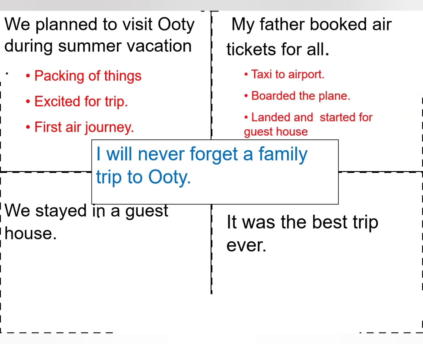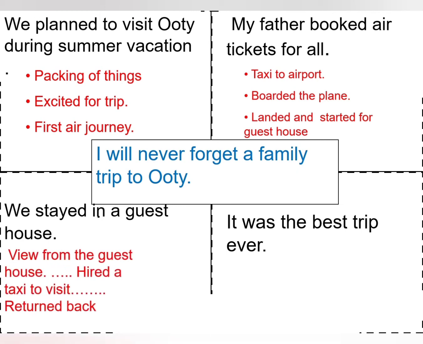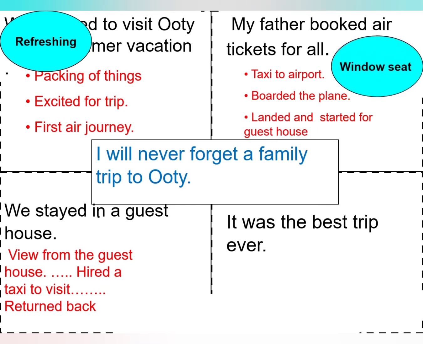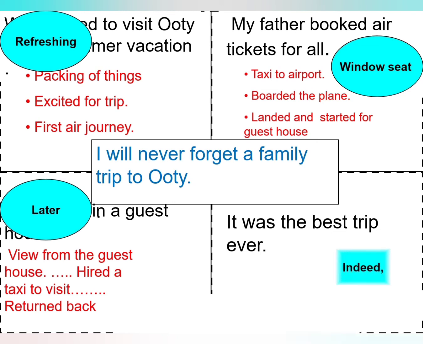Like you can see in this slide, all the supporting sentences and 3 detailed sentences are already written here. Now we have to add one transition word to each box. The first transition word, for the first box, I have selected is refreshing. Window seat for the second box. Later is for the third box. And you can add a transition word for the feeling sentence also.